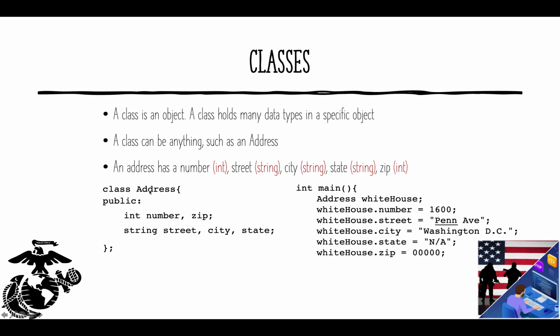So we have a class Address. It is public. We have an integer number and an integer zip. We have a string street, a string city, and a string state. And we notice that when we have a class, it opens with a curly brace and it ends with a curly brace and a semicolon. So it's a little trick.